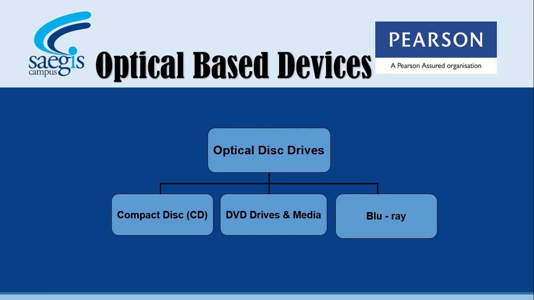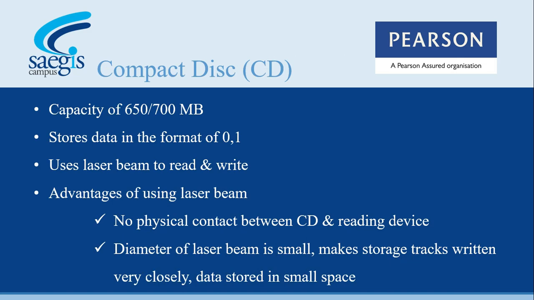So next we'll discuss optical based devices. Optical based devices have three major types: compact disc, DVD and Blu-ray. First we'll discuss the compact disc or CD. CDs are cheap, light, robust, user-friendly, computer-friendly, mail-friendly, and most music buyers have a player.